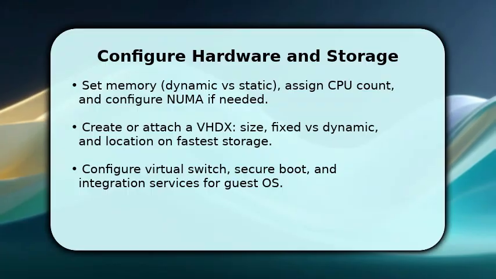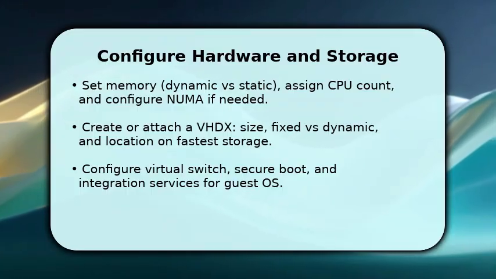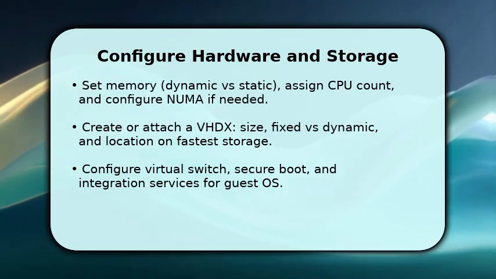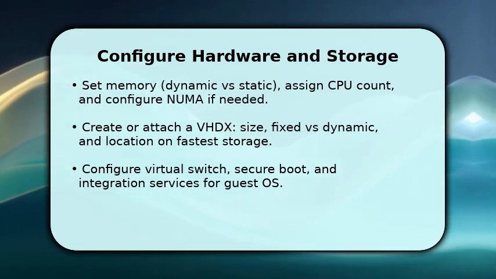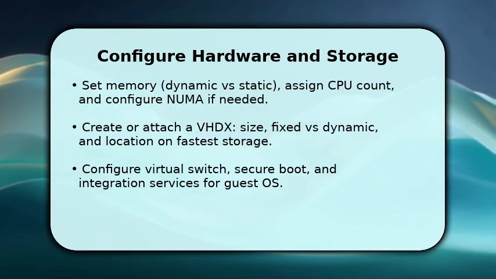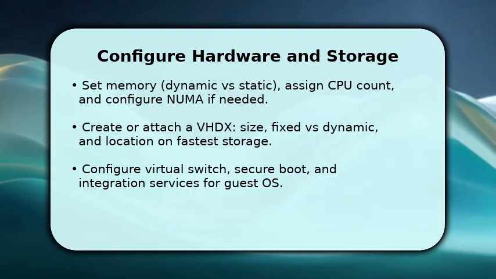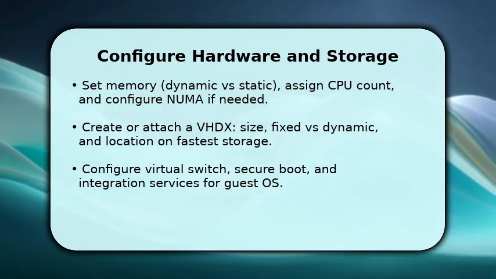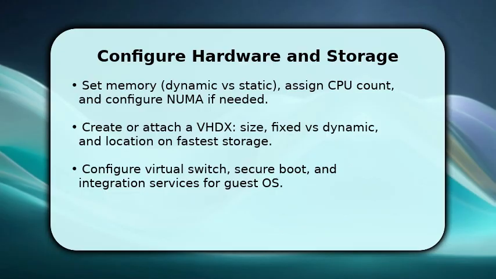You now configure hardware and storage. Start by assigning memory. Use dynamic memory for flexibility or fixed for consistent performance, and set virtual processors according to workload. Next, create or attach a VHDX. Choose size and disk type. Place it on the fastest available storage to reduce I/O bottlenecks.